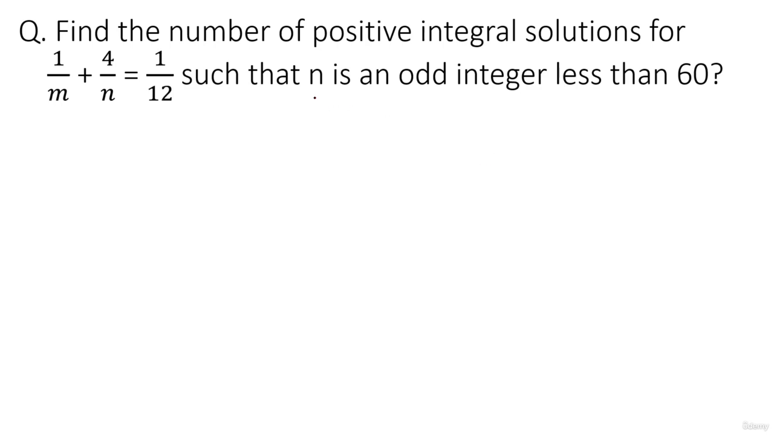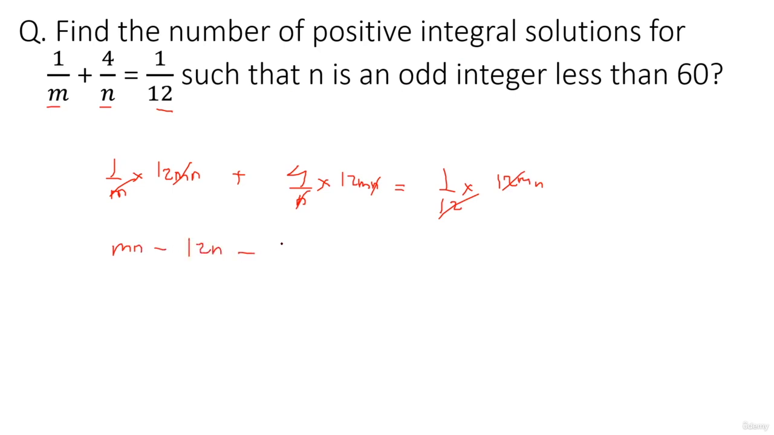Okay, guys, so we multiply throughout by the LCM 12mn. So what is the first term? 1 by m. You are multiplying by 12mn, m will cancel, plus the second term, 4 by n. You are multiplying by the LCM 12mn, n will cancel, and 1 by 12 you are multiplying by 12mn, 12 will cancel. So you are basically left with mn minus 12n minus 48m is equal to 0, right?